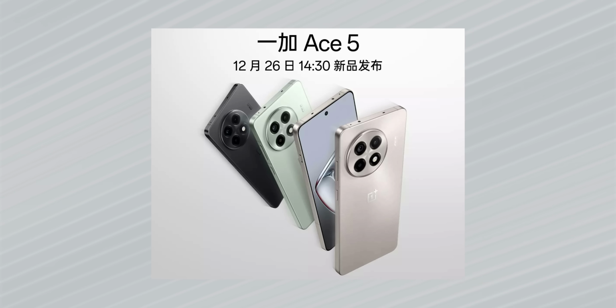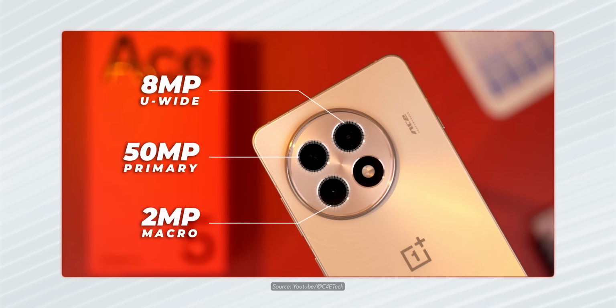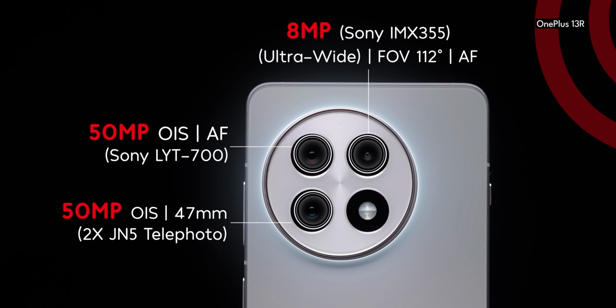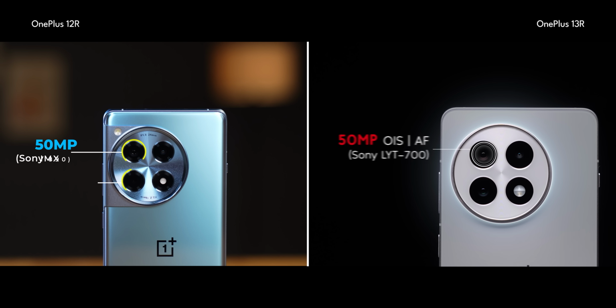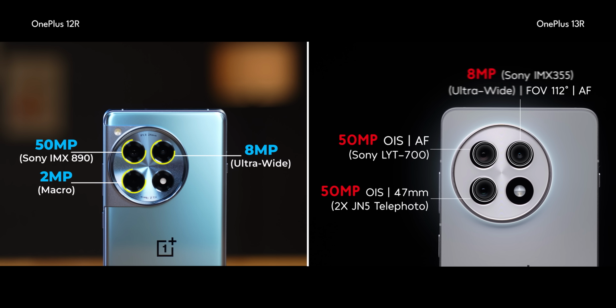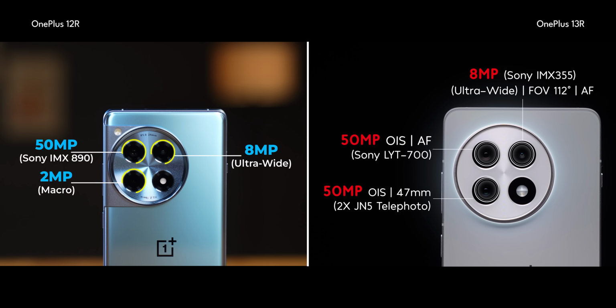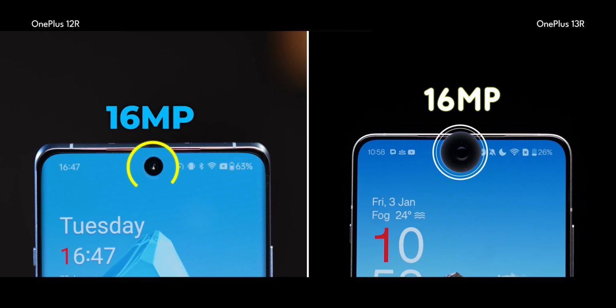Now, the 13R's Chinese variant, which was launched as the Ace 5 in China, actually had a macro camera, but the 13R has a 2x telephoto instead, which is definitely a good move by OnePlus. Now, the primary camera of the 13R is a 50MP Sony LYT700 sensor, which is basically a rebranded version of the IMX890 used in the 12R. The secondary is the same 8MP ultra-wide-angle camera that was there on the 12R as well, whereas the telephoto camera, the 2x telephoto, is actually a Samsung JN5 50MP sensor, which is not a bad sensor, especially for a telephoto in this price class. Selfie camera is of course the same 16MP camera that we had on the 12R.